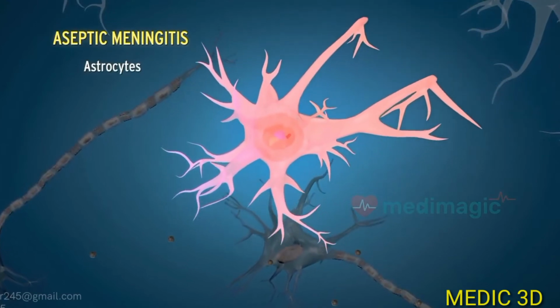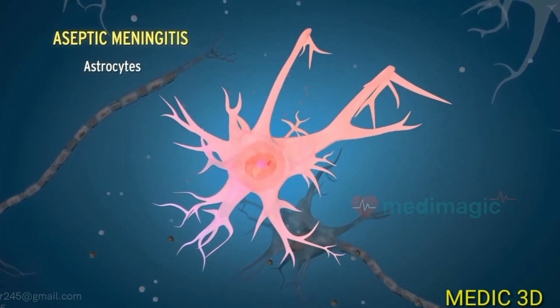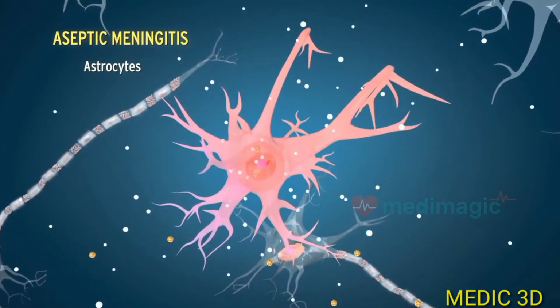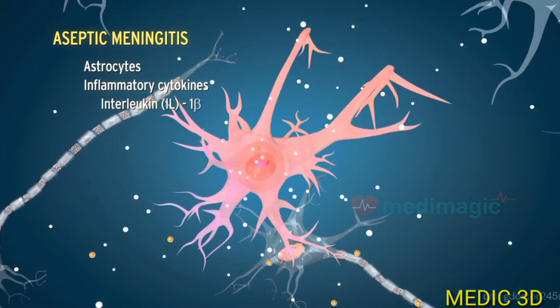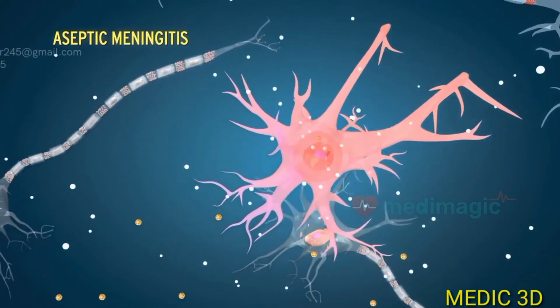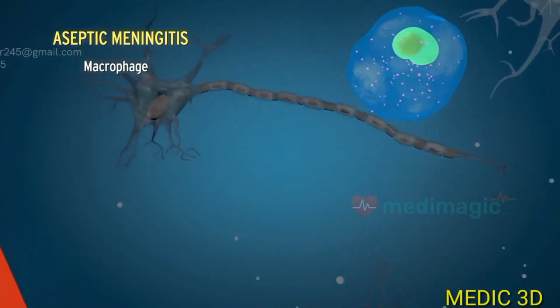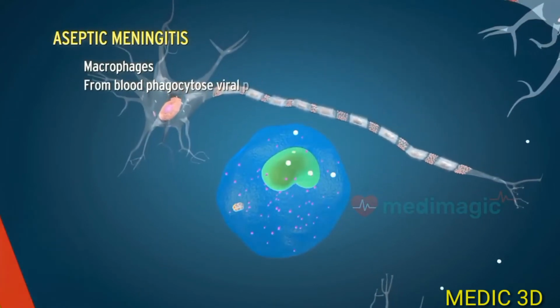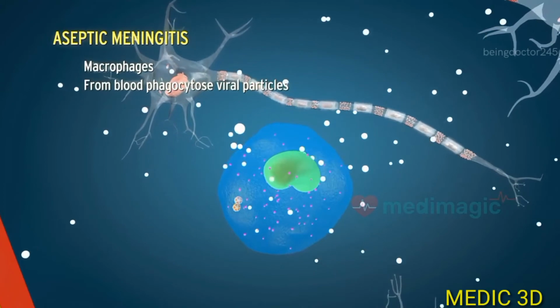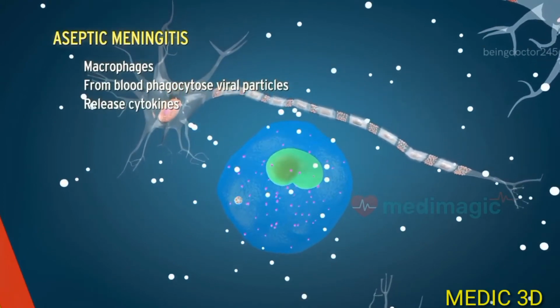Astrocytes phagocytose the viral particles. This process releases inflammatory cytokines interleukin IL-1 beta, IL-6, and tumor necrosis factor TNF-alpha. Macrophages that may have entered from the blood also phagocytose viral particles. They release cytokines.